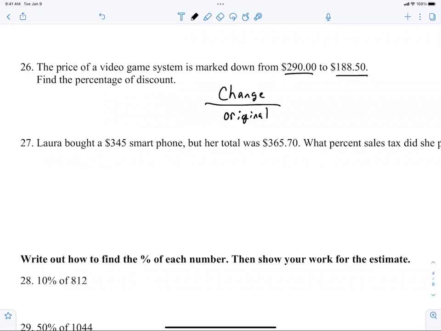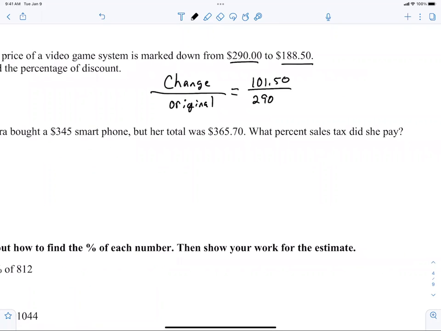All right, so I want everybody to tell me, if you went from 290 to 188.50, what was the change? 101.50, and we're dividing that by what? You divide that by 290. And when you did that, what did you get? 35%. Exactly. Wow, 35%. Now, did anybody else get 35%?